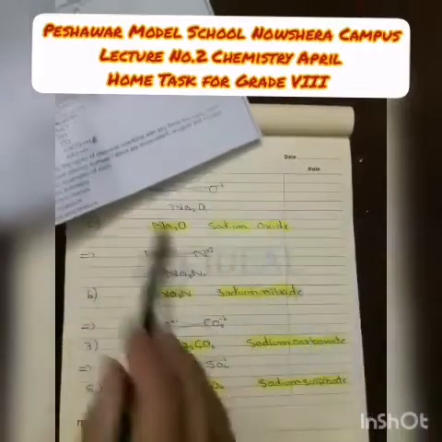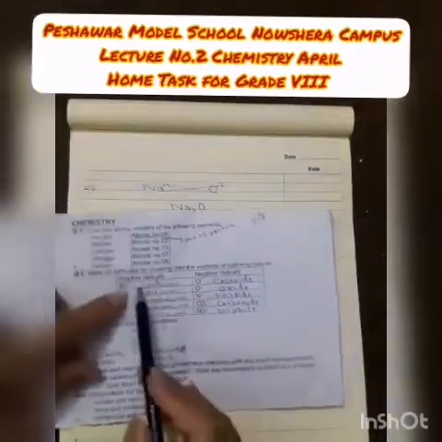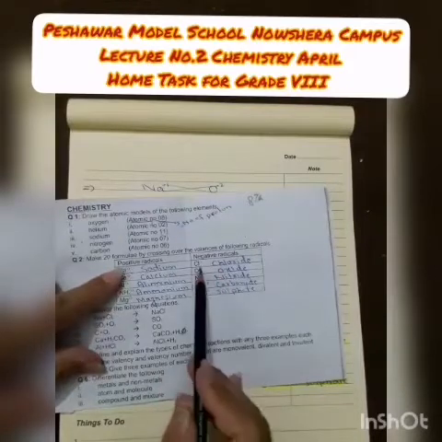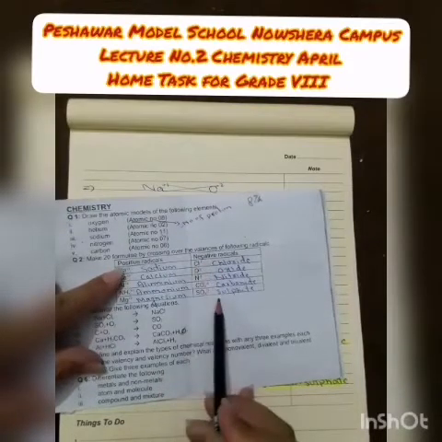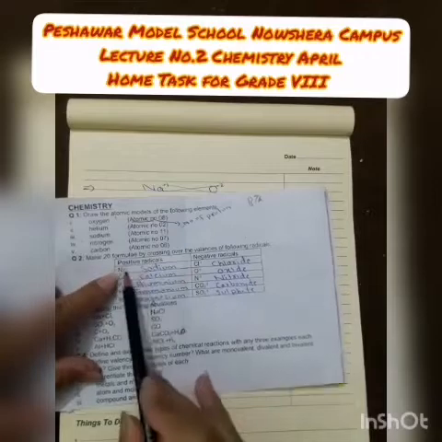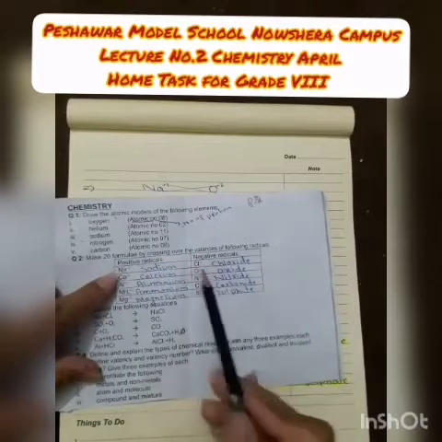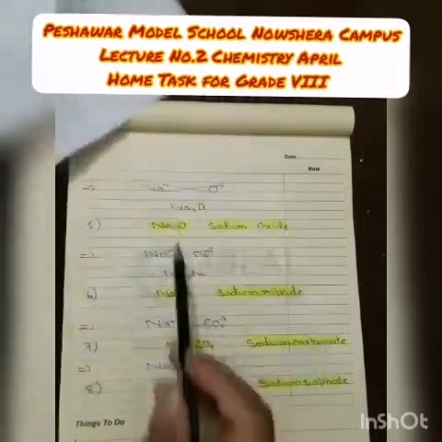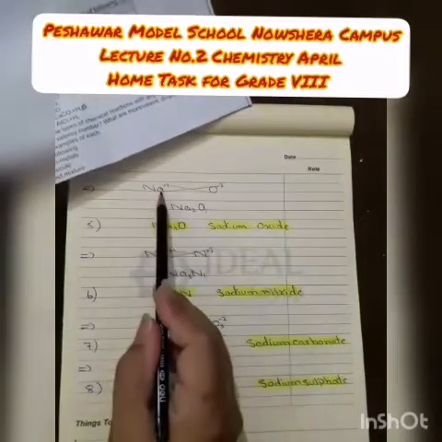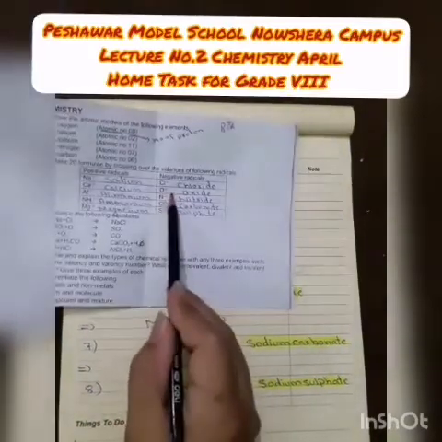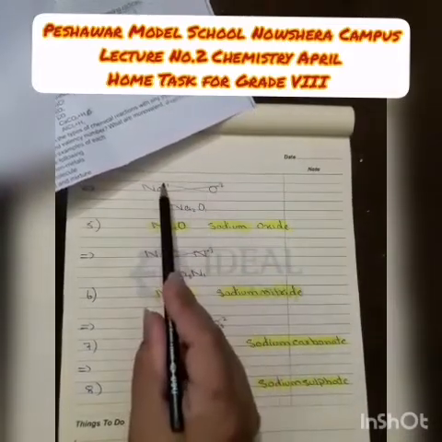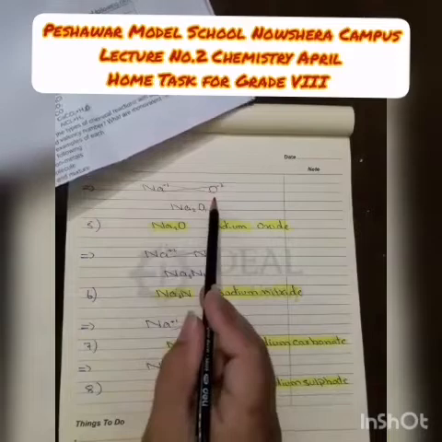Now all of these are compounds of sodium. Sodium forms chemical compounds with all of the negative radicals given in the table. Sodium has already formed a compound with chloride. Now it will form a compound with the oxide. The symbol of sodium is Na plus 1. The oxide symbol is O minus 2.